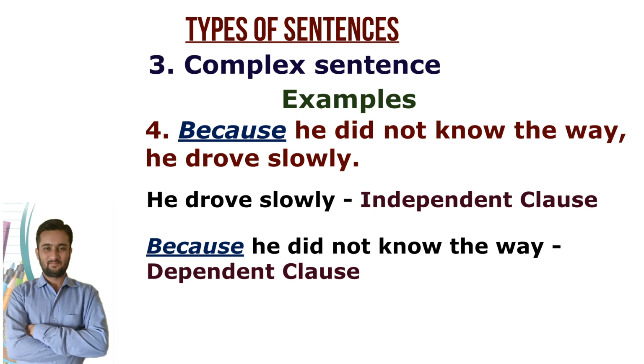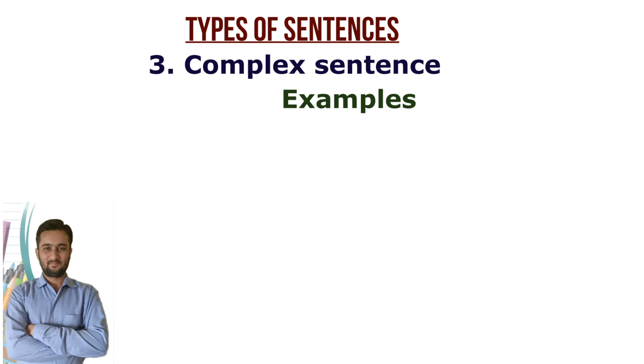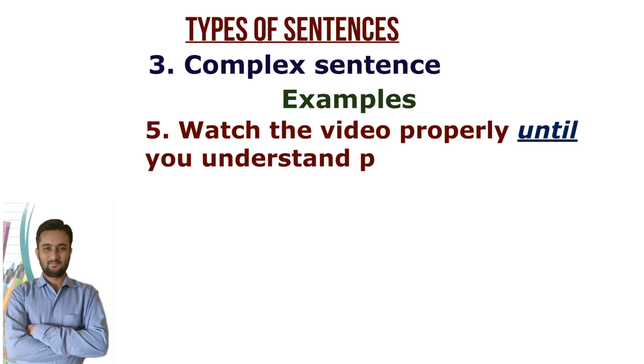Here a comma is necessary. And the last example about complex sentences: watch the video properly until you understand properly. So here you guess which part is dependent and which part is independent.